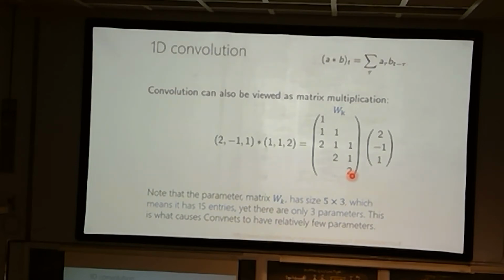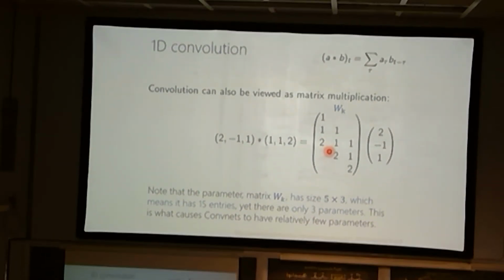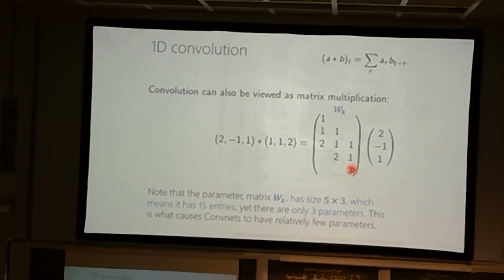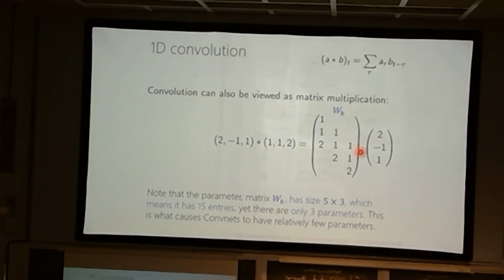Technically it has 15 entries, but it really only has 3 parameters. It's just 1, 1, 2. There's a formal name for this, I forget it. Maybe it's the Toeplitz matrix, I don't know, it was a long time ago. But you've just repeated it. And just by virtue of this special augmented matrix, you can now perform convolution as a matrix operation, although that's not necessarily the most efficient way to do it.